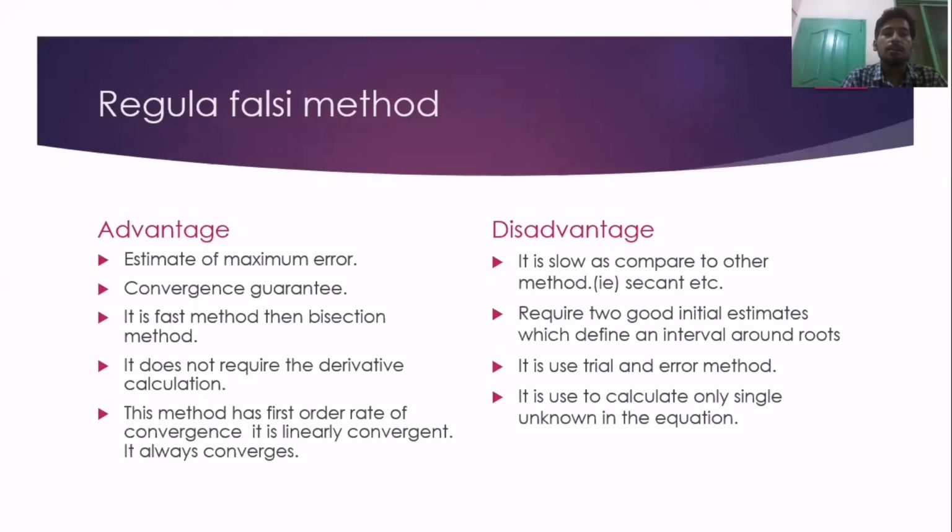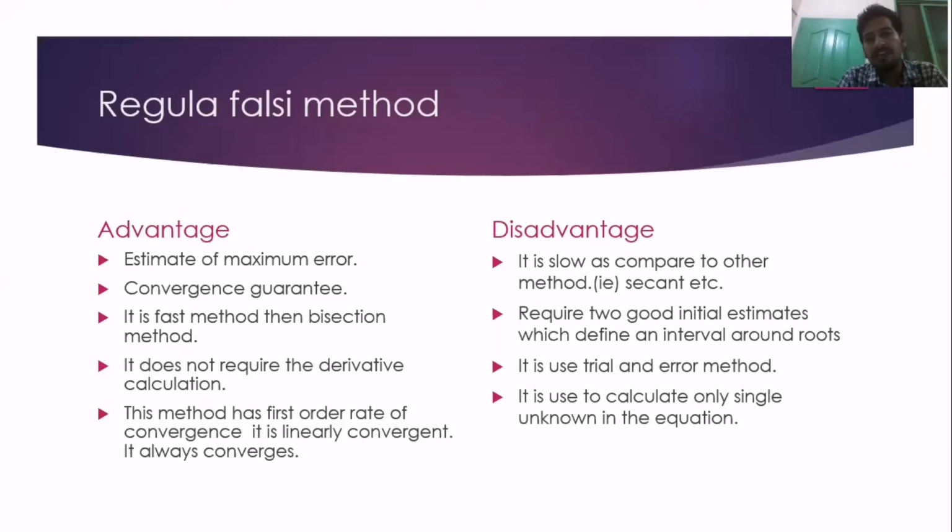Estimate of maximum error, convergence guarantee. It is a faster method than the bisection method. It does not require derivative calculation. This method has a first order rate of convergence. It is linearly convergent. It always converges.